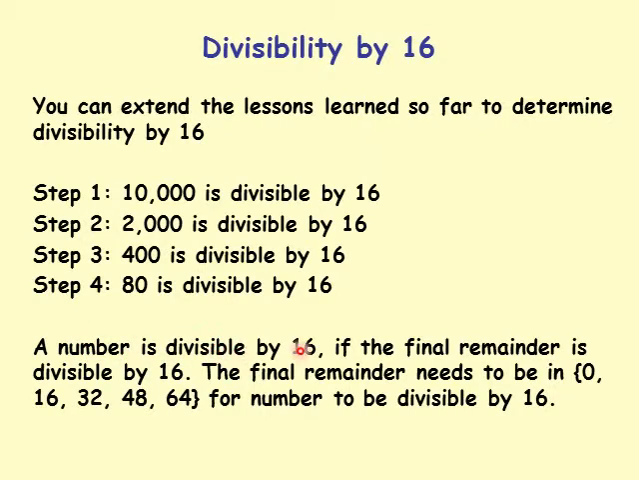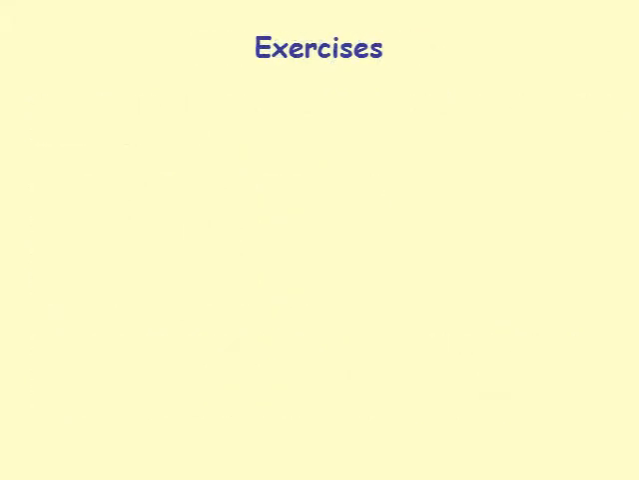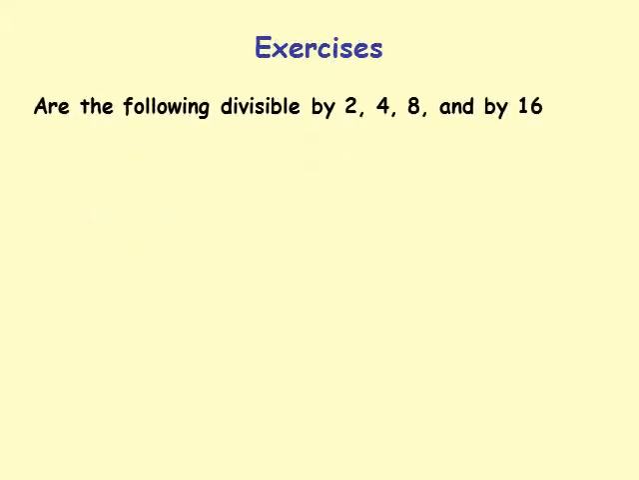A number is divisible by 16 if the final remainder is divisible by 16. That means the remainder needs to be 0, 16, 32, 48, or 64. You can do some exercises. Are the following numbers divisible by 2, 4, 8, and 16? Let's look at some examples here.